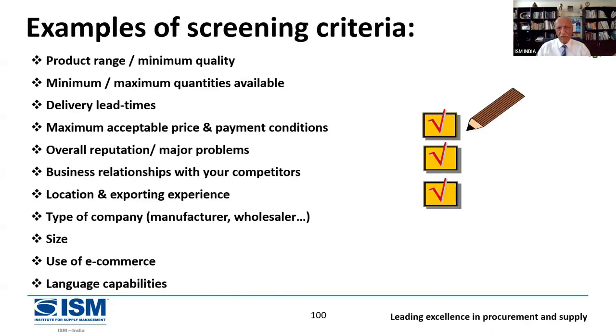So some of the criteria were on product range. If the company has got multiple product range, minimum quantities available, maximum quantities available, delivery lead time, is it 7 days, 15 days, 30 days, or 2 months, maximum acceptable price, and payment conditions. Oral reputations, business relationship, location and exporting experience, type of company, size, e-commerce link.